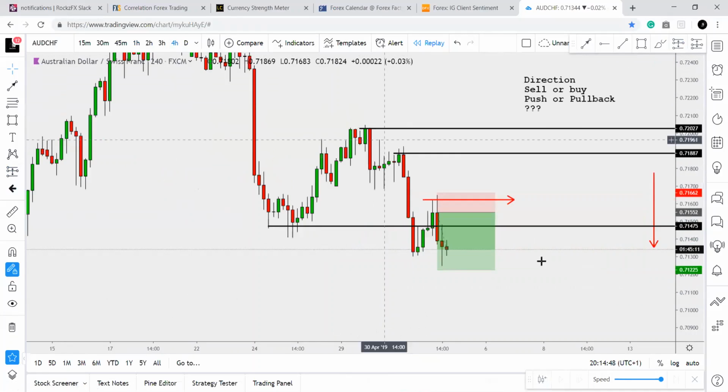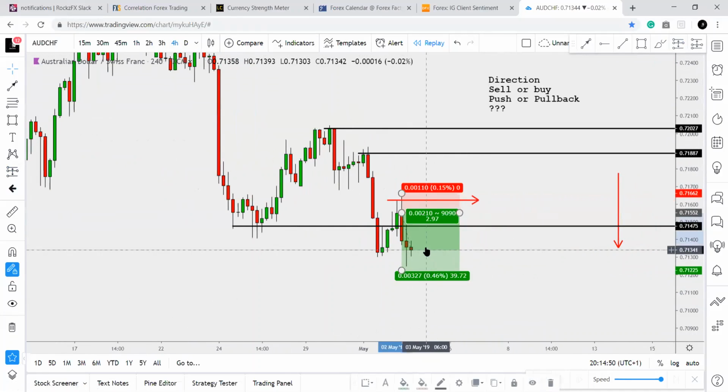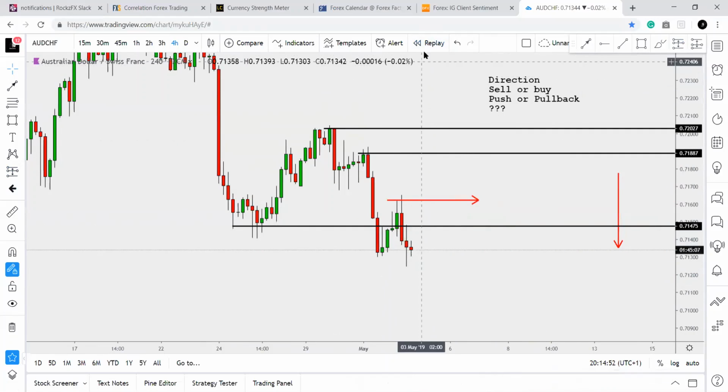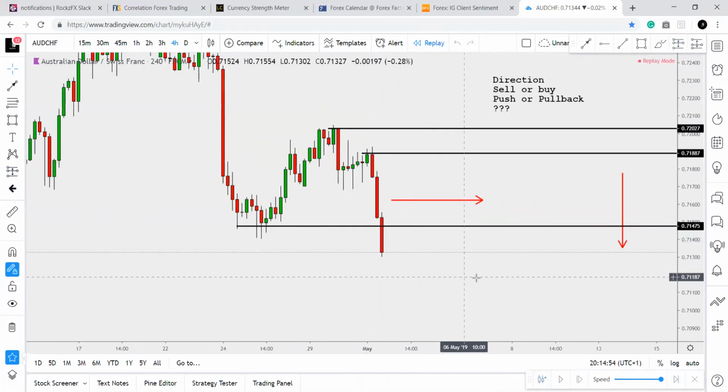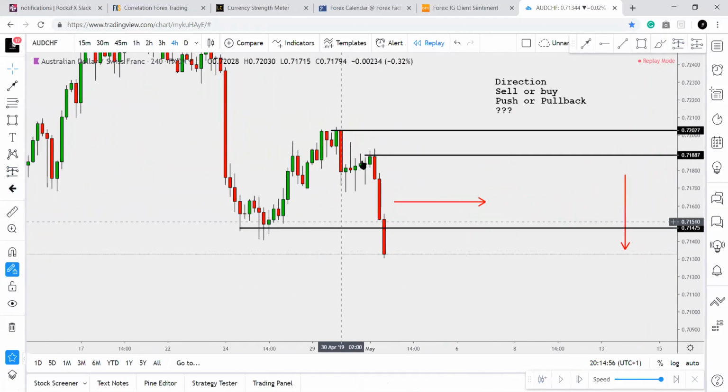But notice, even though we know the outcome of this market, when we went to replay mode and looked back here, we determined that the market was stepping down. We determined that the market is in a push phase. We're looking for sell bias based on that information. Now, all we need to wait for is our exhaustion and signs and evidence for our continuation.